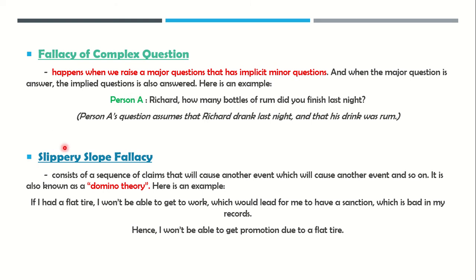Now, the next one is the slippery slope fallacy. It consists of a sequence of claims that will cause another event, which will cause another event, and so on. It is also known as the domino theory. So, here is an example. If I had a flat tire, I won't be able to get to work, which would lead me to have a sanction, which is bad in my records. Hence, I won't be able to get promotion due to a flat tire.